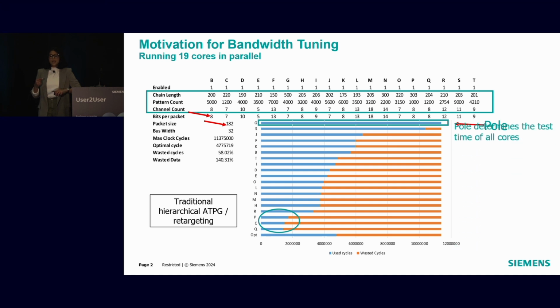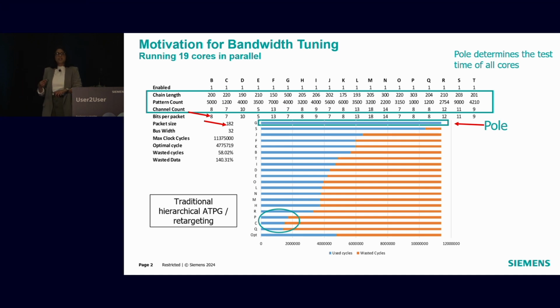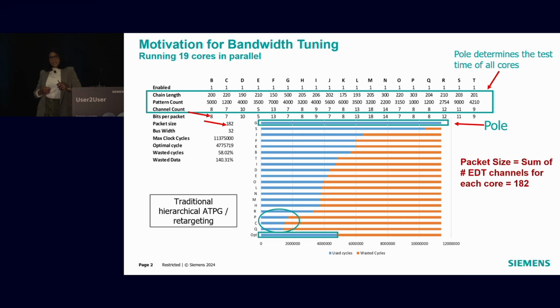This is what differentiates SSN. In traditional ATPG, core G takes the longest time to finish its test, so it becomes the pole, the bottleneck which is driving your total test time and test data volume. But what does our packetized delivery mechanism do to reduce this orange portion of the slide, which is the number of wasted cycles? I'm going to have you remember this. The takeaway from this slide is that packet size with the traditional packetized delivery mechanism should be equal to the sum of the EDT channels of all the cores being retargeted in a group.